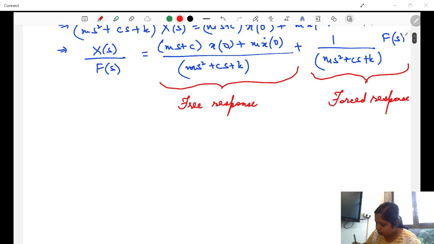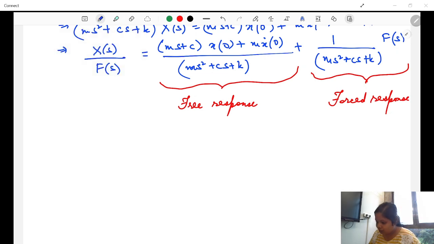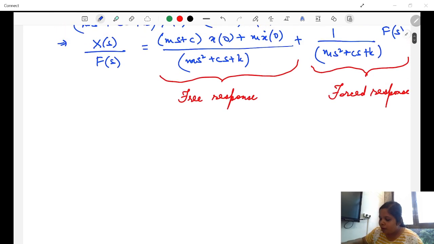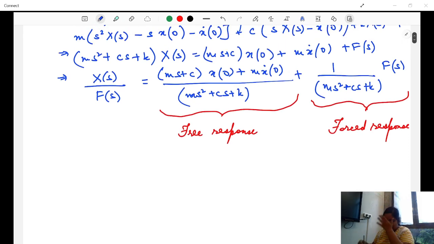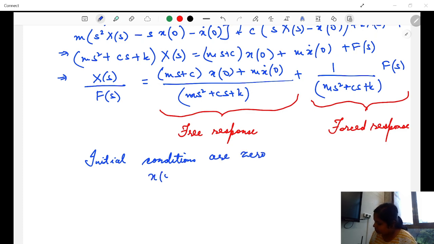Okay. I hope it is clear, and it was in the lecture as well. When you know what is forced response and what is free response, then let's say I consider that all the initial conditions are zero. What that means is x(0) is equal to 0, x dot (0) is equal to 0.